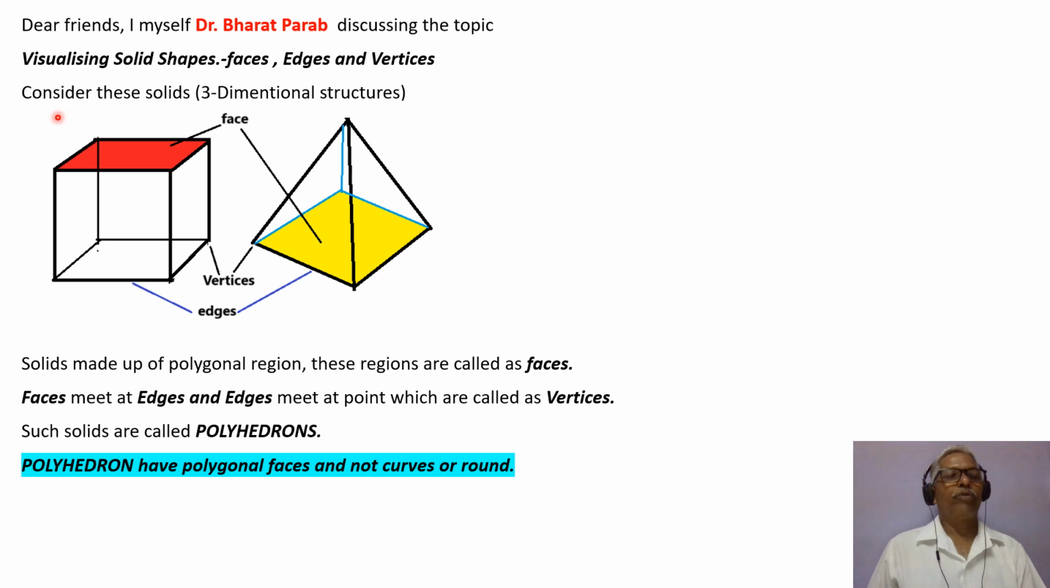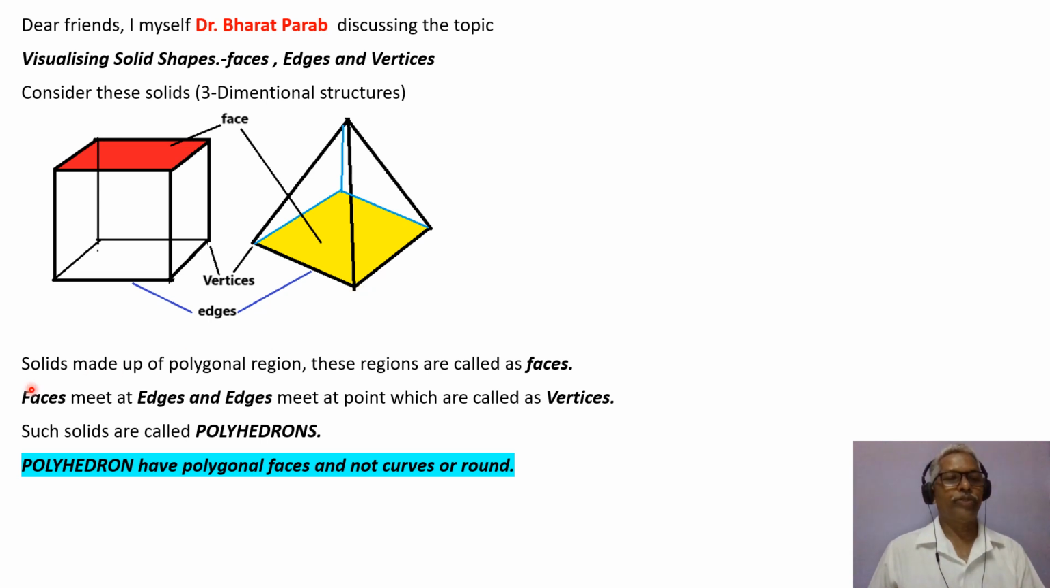Okay. Now consider these solids, three-dimensional structures. This is a cube, and this is a pyramid. Now this color part, red color, and this yellow is a face of the pyramid, and this is the face of the cube. It has six square faces, and this has four triangular faces. Okay, so these are called faces. Now these lines are called edges, and these are the vertices, or singular, this is a vertex.